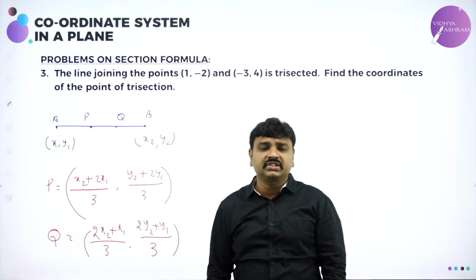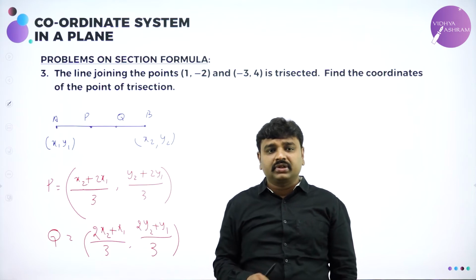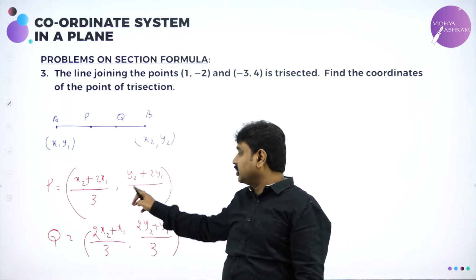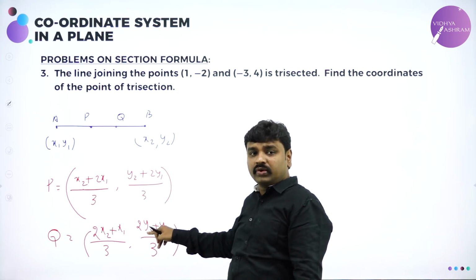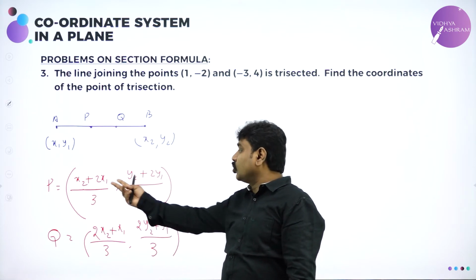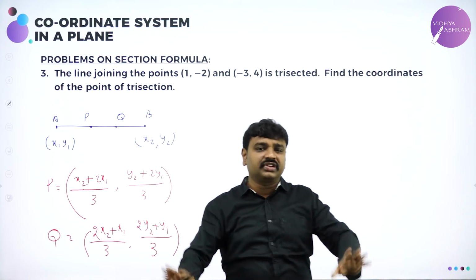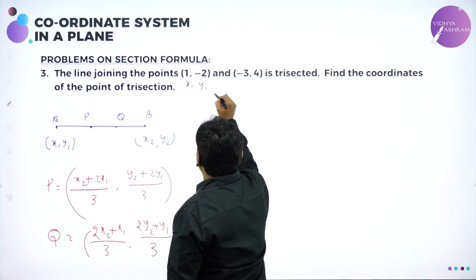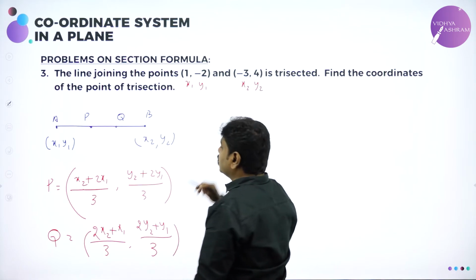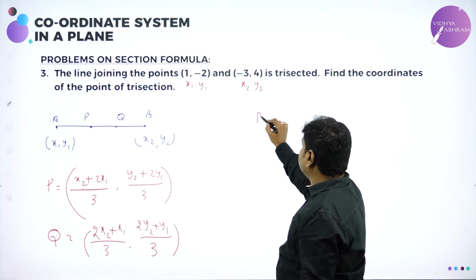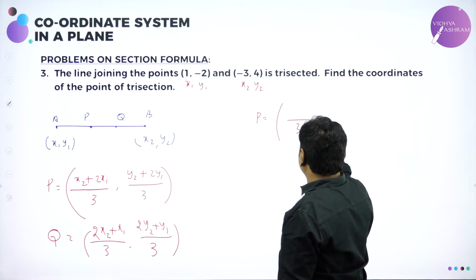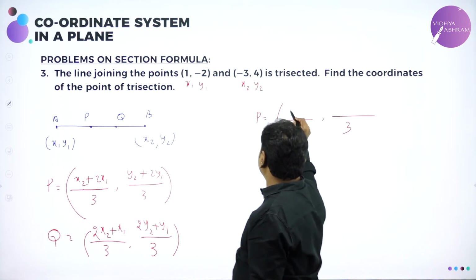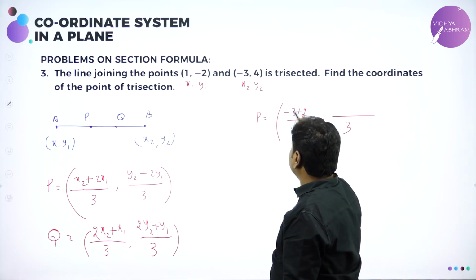What are the points of trisection? (x2 plus 2x1) divided by 3, and here (2x2 plus x1) by 3, and (y2 plus 2y1) by 3, (2y2 plus y1) by 3. The multipliers are interchanged, that's it. Denominators are the same. Now use that directly. So I call this x1 y1, I call this x2 y2. Now what is P? Point of trisection, that is divided by 3, fixed, and x2, what is x2? Minus 3, plus 2 times x1, what is x1?